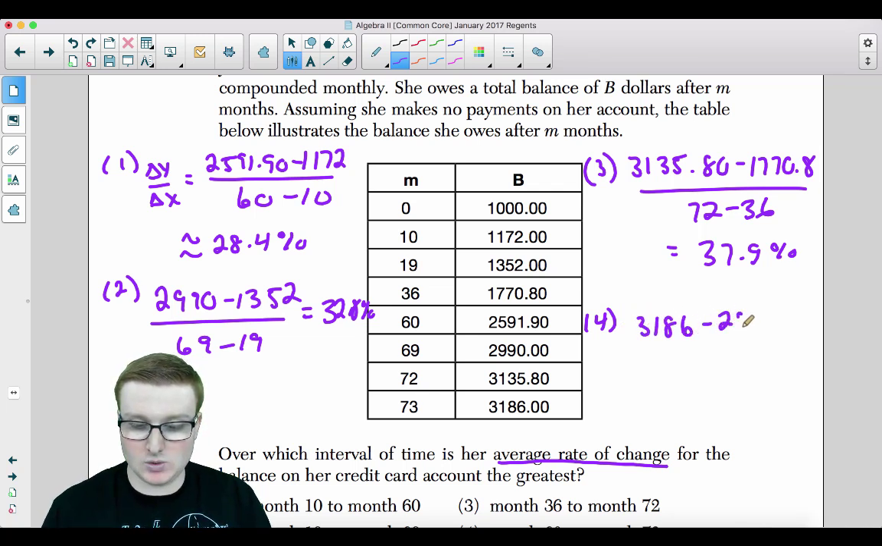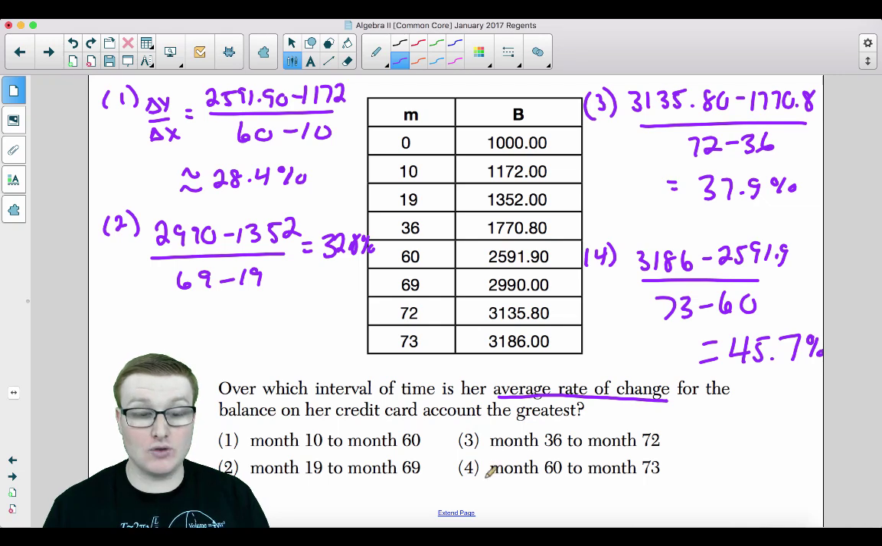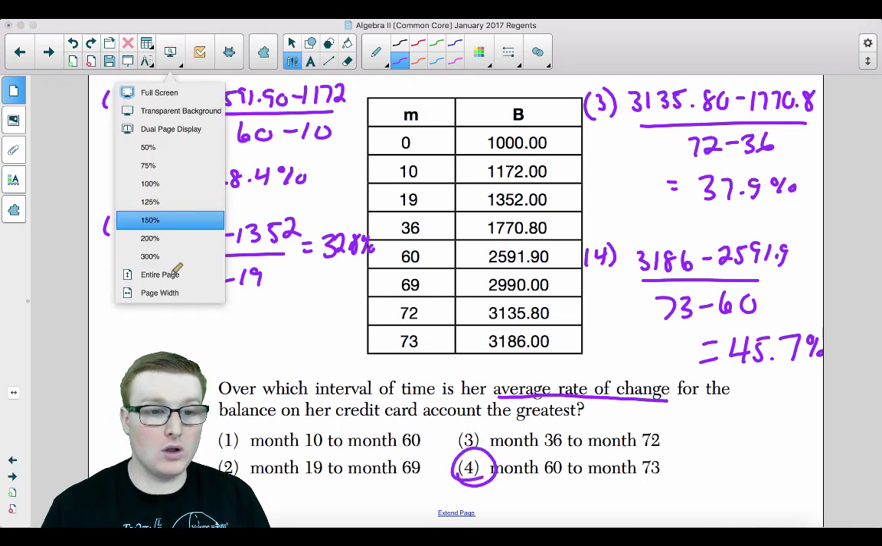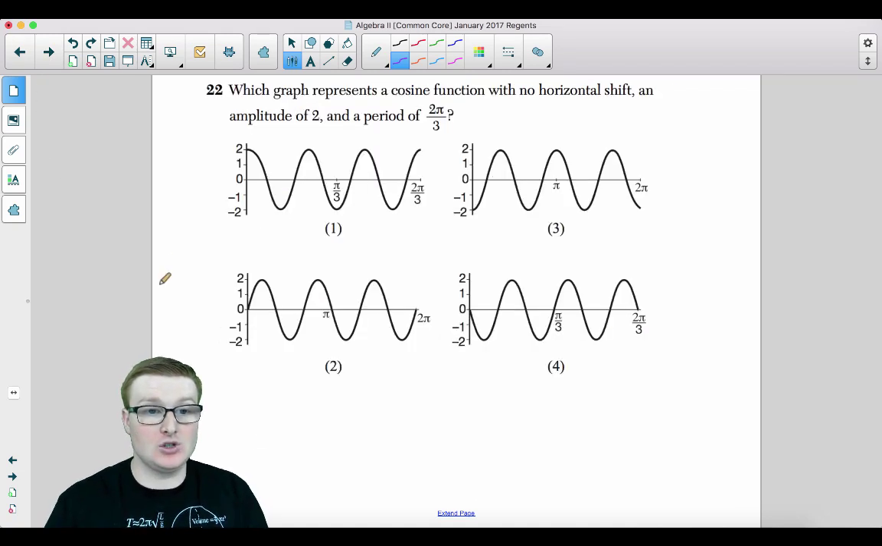3186 minus 2591.9 divided by 73 minus 60. That gives you 45.7%. And that, ladies and gentlemen, is actually the answer because that is the greatest number. So your answer for the greatest average rate of change is choice 4. All I did is I just did the slope formula 4 times. That's it. Moving on to 22.